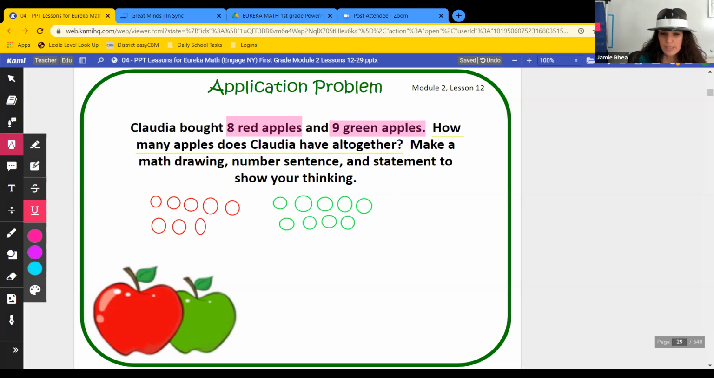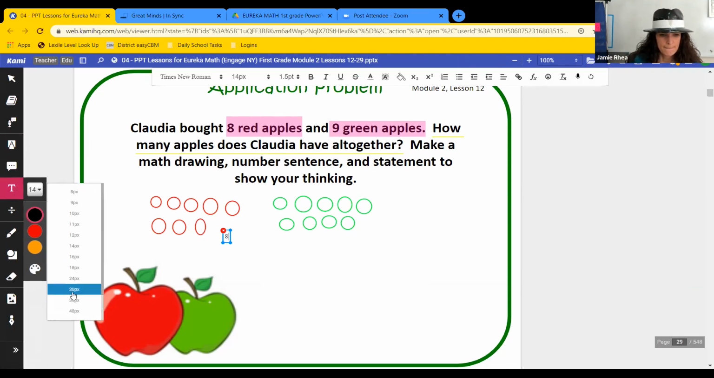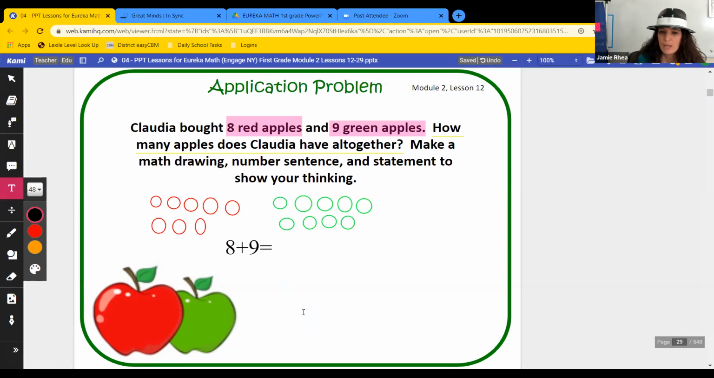I have my number drawing. Now I need a number sentence. Okay, so let's write out a number sentence, shall we? I'm gonna make a text box here. Oops. We have 8 red apples. Let's make that a little bigger so you can see it better. There we go. We have 8 red apples plus 9 green apples equals what? Okay, that's what we're trying to figure out. Now, get rid of that.